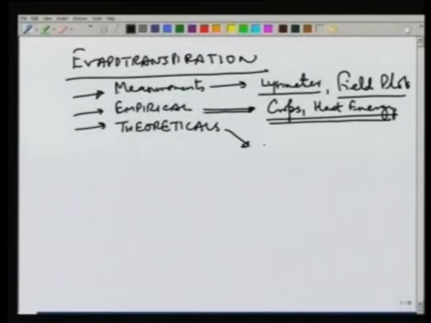In theoretical equations, they also depend on the crop type and the heat energy, but they have in addition some other parameters which we have to estimate, and using a purely theoretical approach we can derive these equations. So, let us start with the measurement.